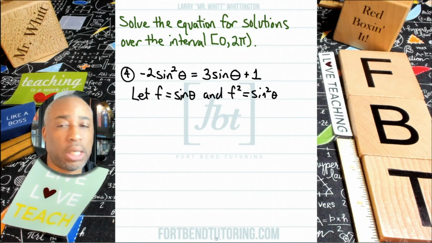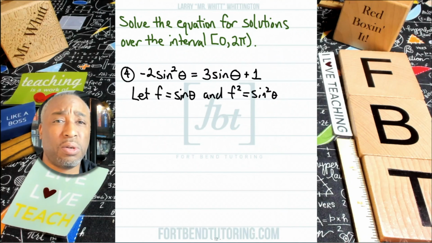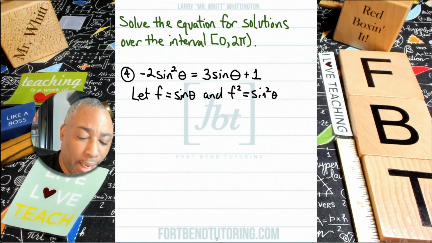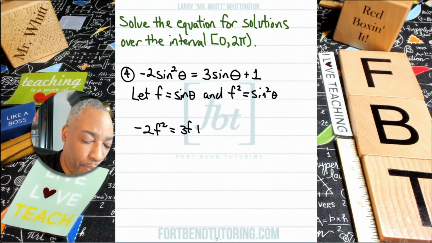So after I've discussed this with the people, and who are the people? The people are your instructor, your teacher, your future self. There you go. We just defined a variable that we made up, guys. And we're going to use that made up variable to rewrite the original equation. It is now going to be read as negative 2f squared, which equals 3f plus 1.